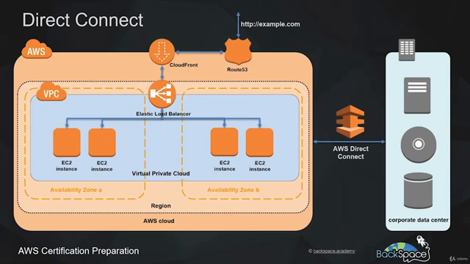So we need some way of having a high-speed connection between our corporate data center and the AWS cloud. And that is where the AWS Direct Connect service comes in. That can provide a very high-speed fiber optic network between our corporate data center and the AWS cloud, and that is completely private.